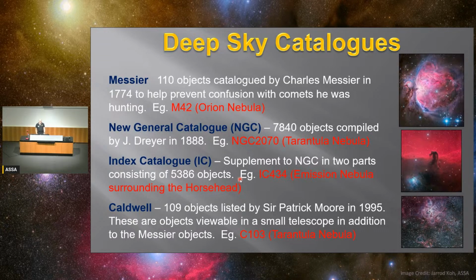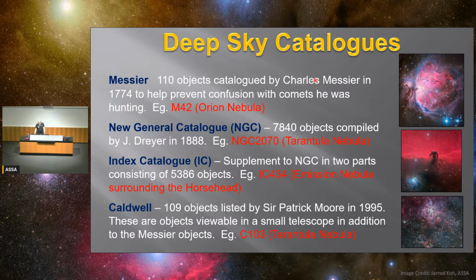Then we have some deep sky catalogues as well. One of the most popular ones is the Messier catalogue. This is 110 objects. These were catalogued by Charles Messier in 1774. He actually had no real interest in these objects. He was a comet hunter, and he was often confusing these faint fuzzies in the sky for comets. So he made the catalogue of these objects so that if he spotted them, he knew that it wasn't a comet. For example, M42 is the Orion Nebula.